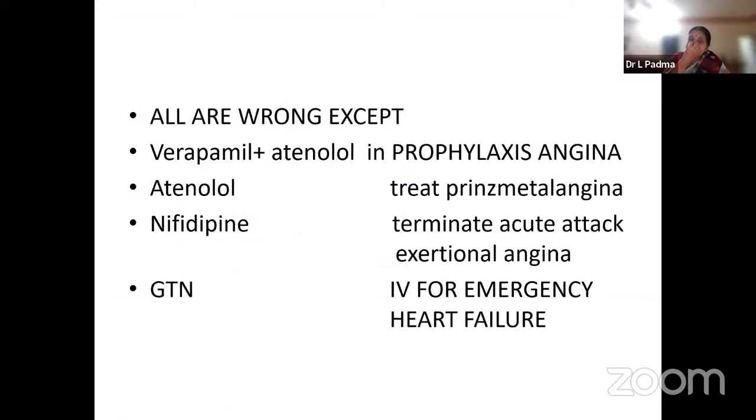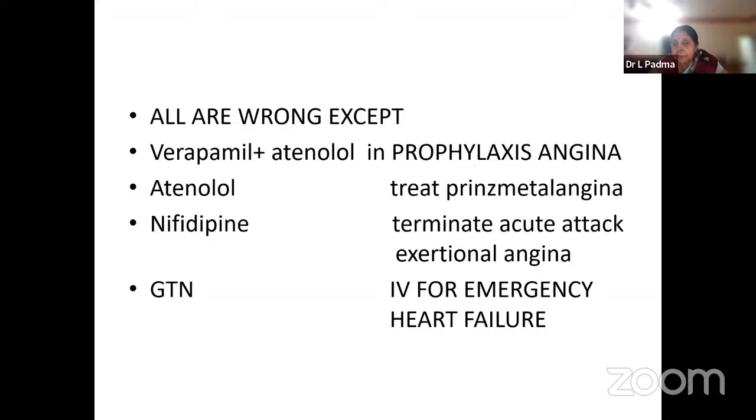Now, all are wrong except verapamil with atenolol. Atenolol is no more used. We are using metoprolol or carvedilol. Okay. So, in prophylaxis of angina, then atenolol, again metoprolol; in Prinzmetal angina, nifedipine; to terminate the attack of acute exertional angina, GTN; in emergency heart failure.